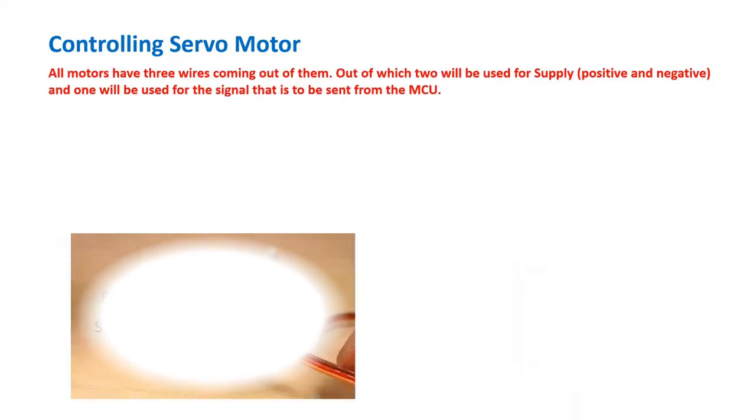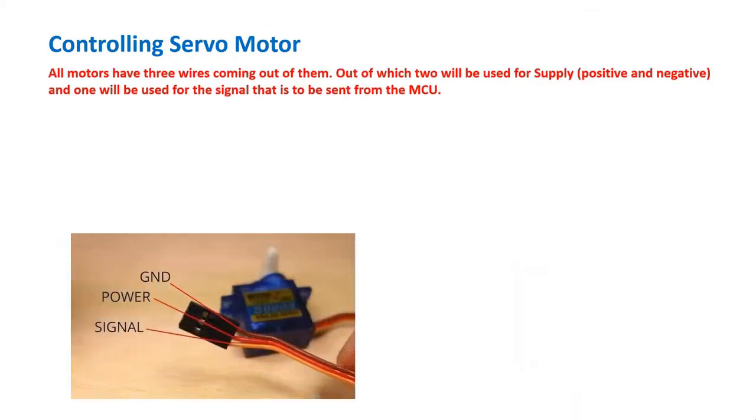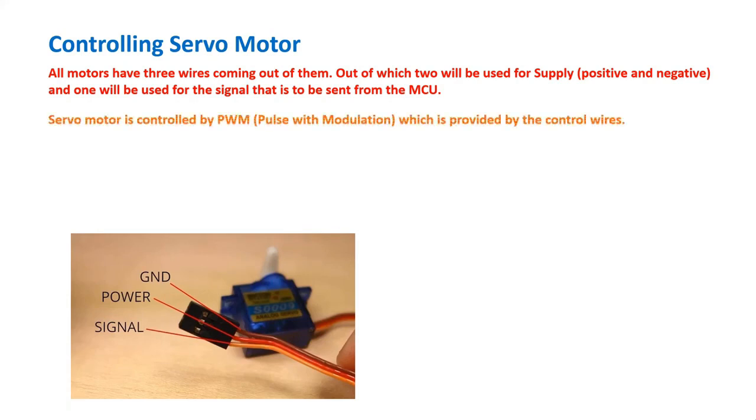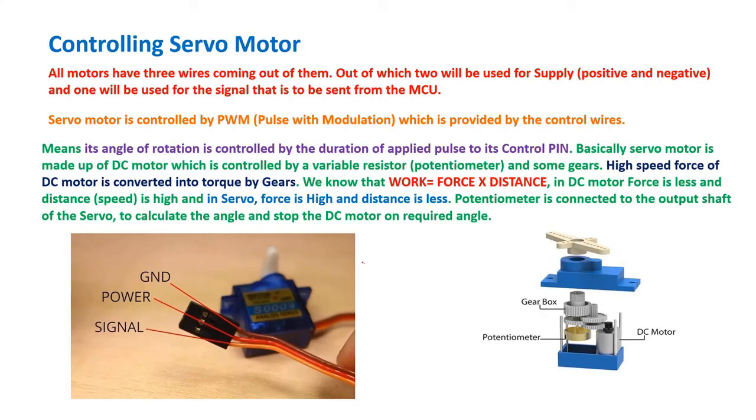Now, how to control a servo motor? You can see from this figure, servo motors have 3 wires coming out of them, out of which 2 are used for the power supply, that is positive and negative, and 1 is used for the signal that is sent from the microcontroller unit. These servo motors are controlled by pulse width modulation. We provide a certain pulse, let's say this is my signal, and the width of this signal determines the angular movement of the shaft. So this is how PWM works.